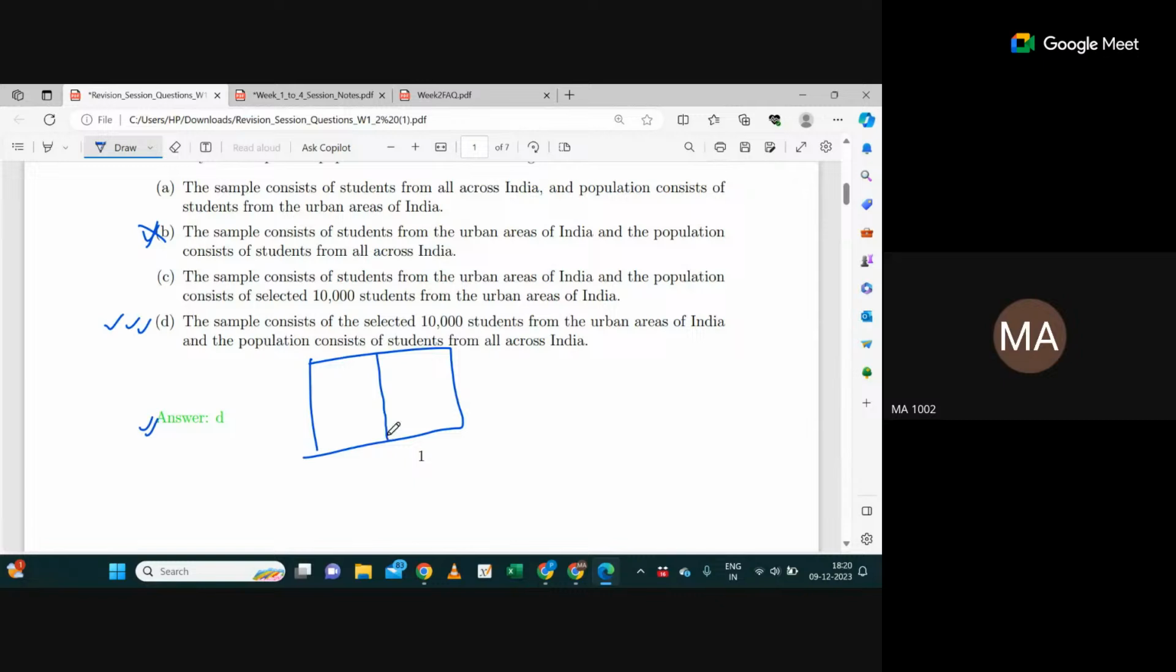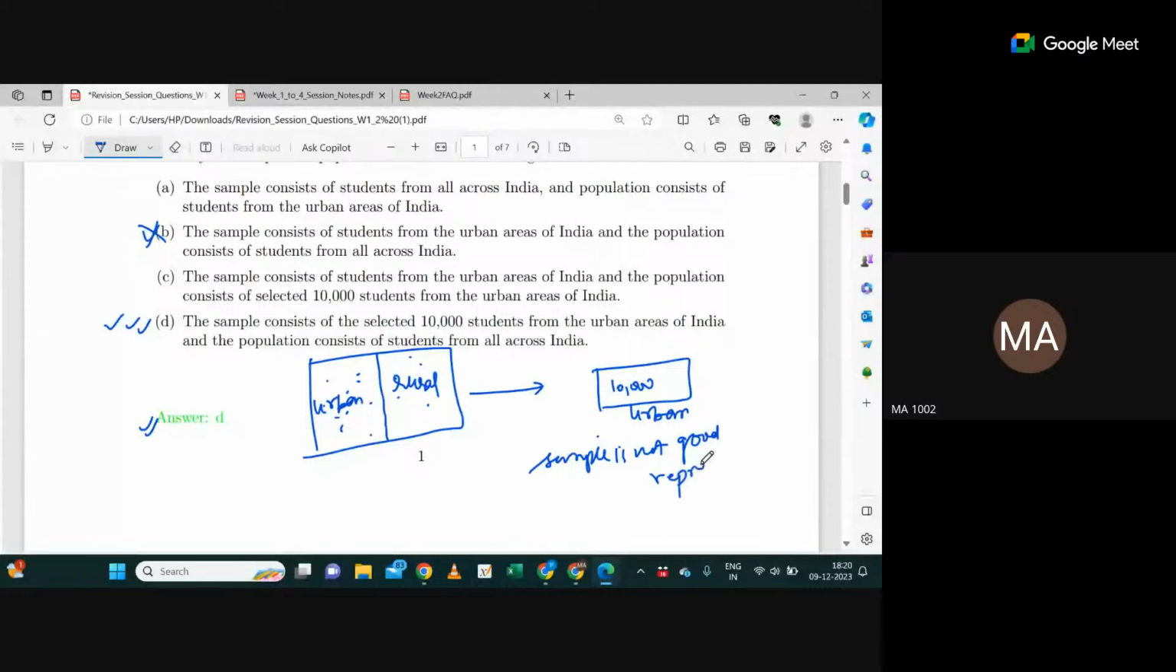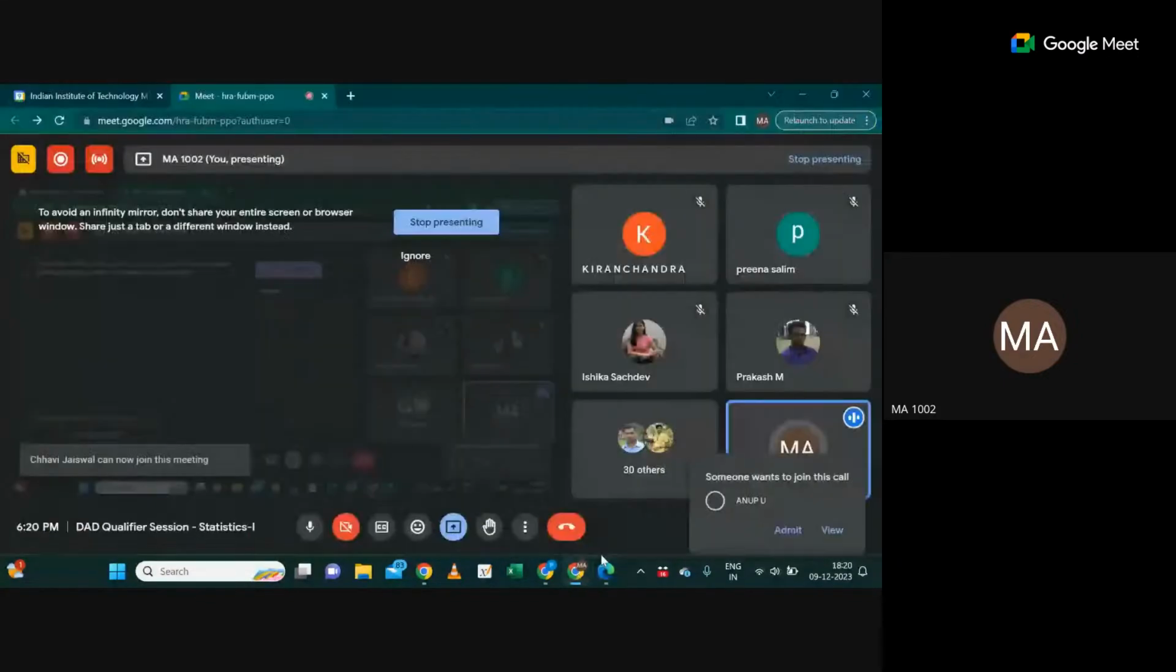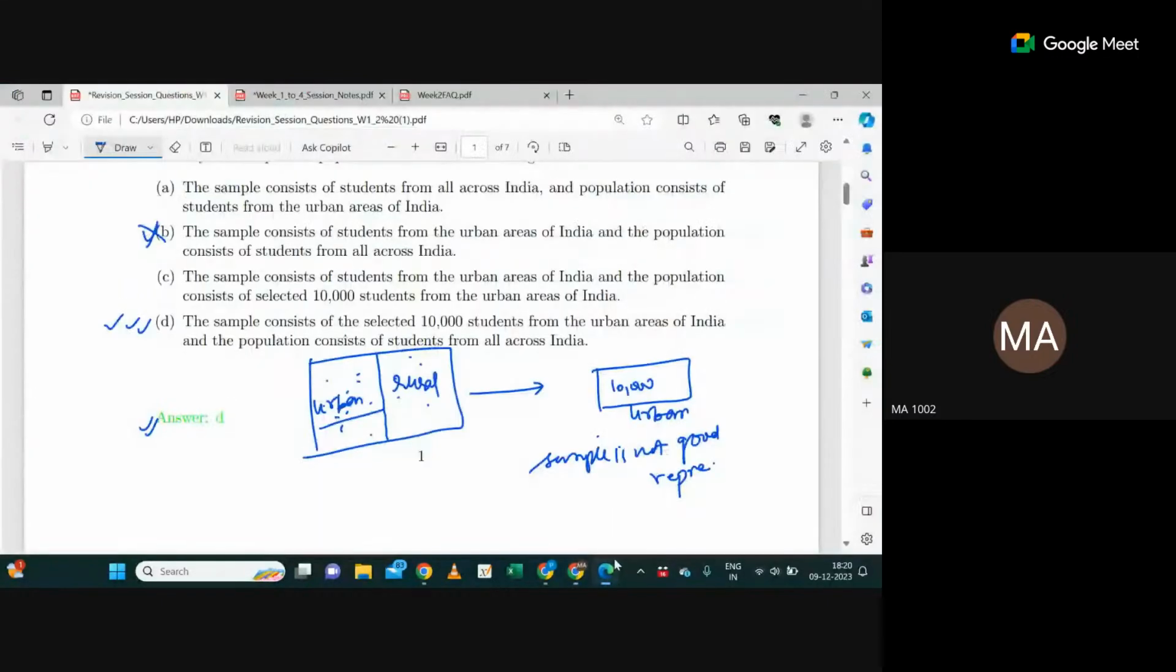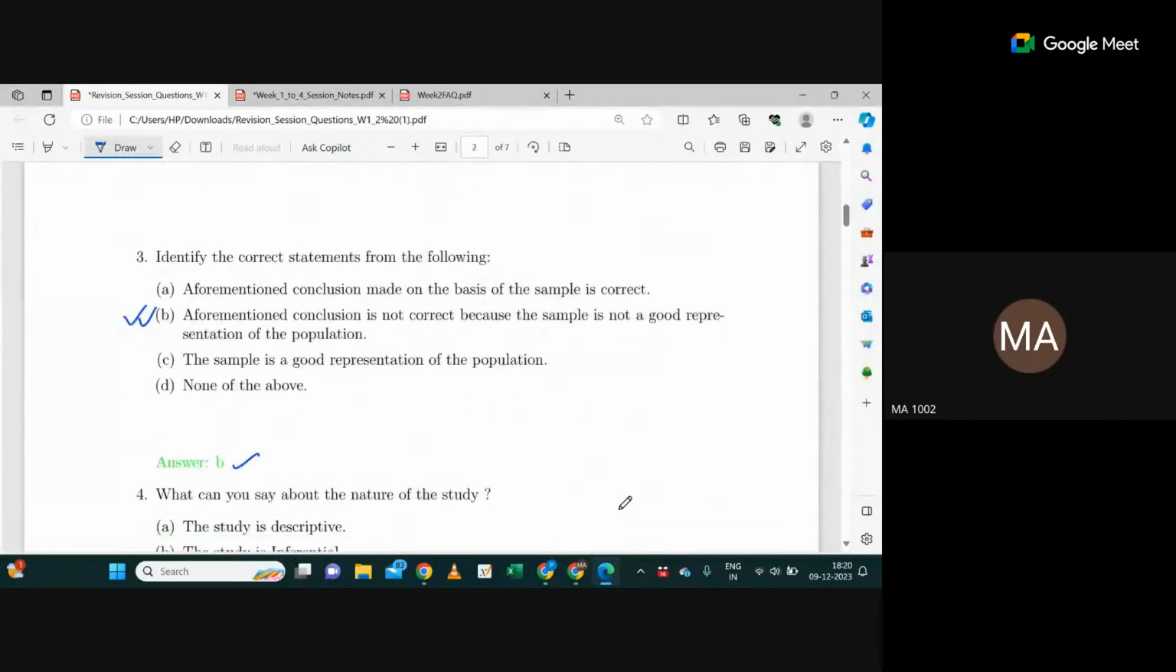Basically, suppose this is your population, all throughout India. Suppose this is your urban area, and these are the students from the rural area. What they have collected in the sample is 10,000 students only from the urban areas. So this sample is not a good representative. It will be a good representative only when these 10,000 students are randomly selected from urban areas of India as well as from the rural areas of India. Is this concept clear to all of you?